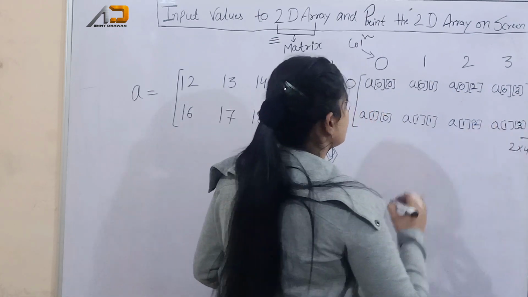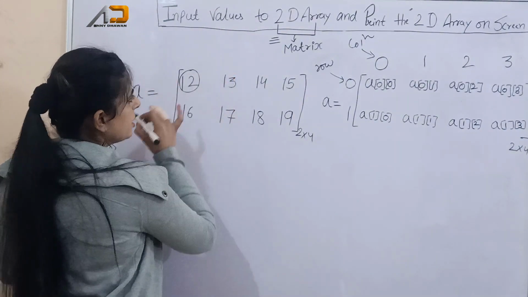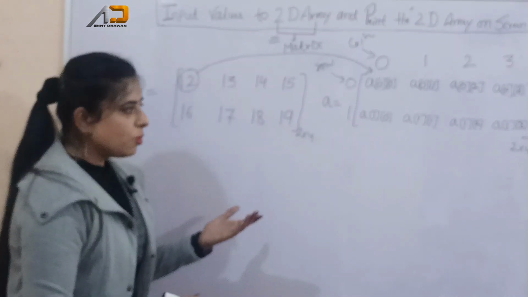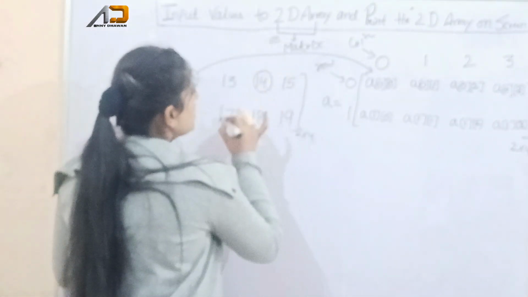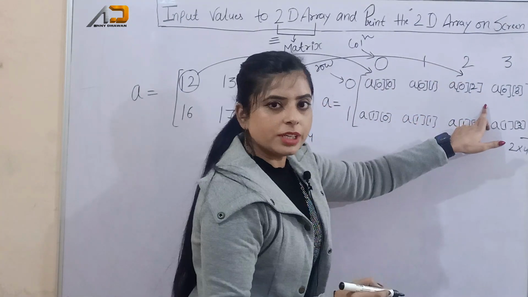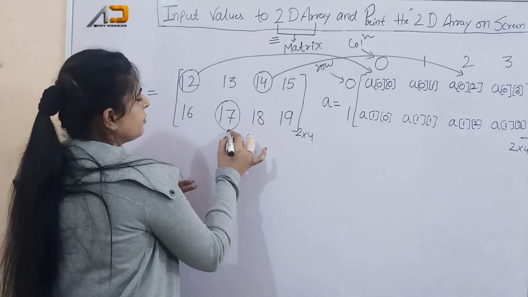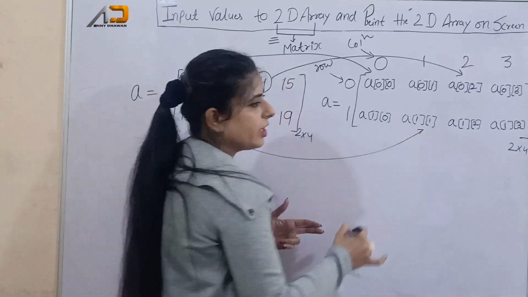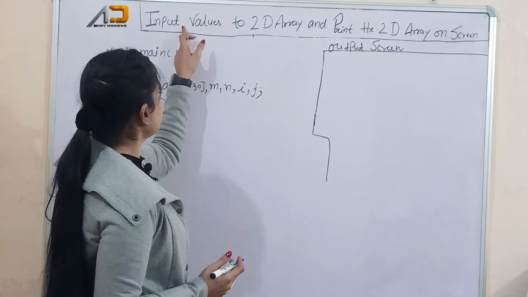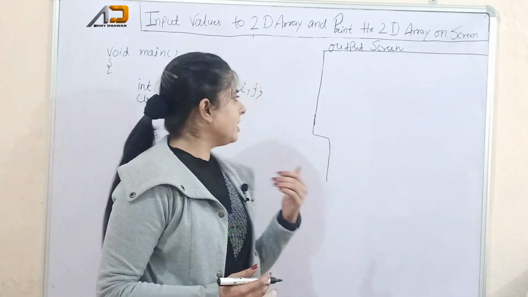So, it means to say that if you want to access this element, you have to write A of 0, 0 in the code. If you want to access this element, then you have to write A of 0, 2 in the code. If you want to access this element, then you have to write A of 1, 1 in the code. Now, I am going to describe the code to input values to a 2D array and print the 2D array on the screen as well.